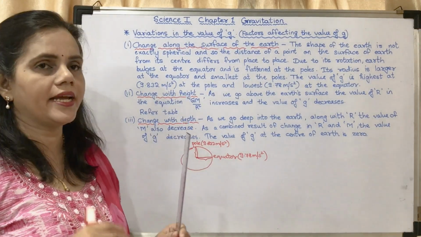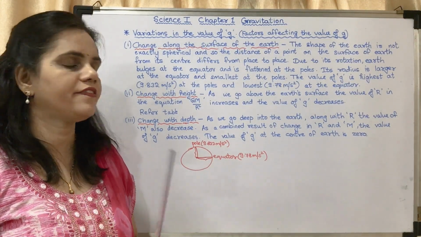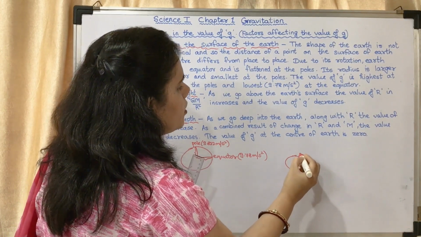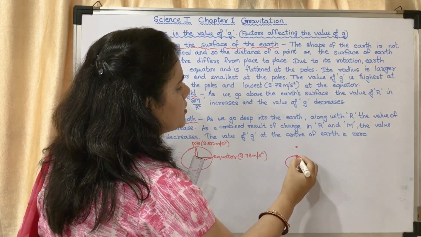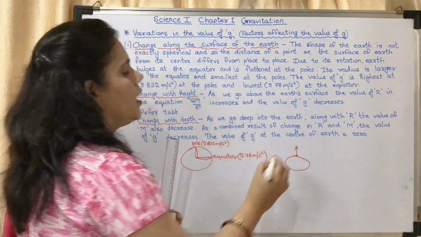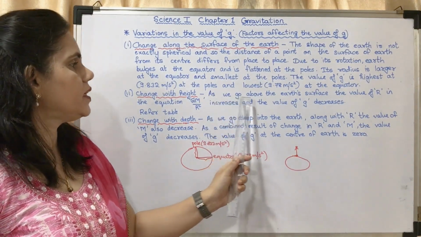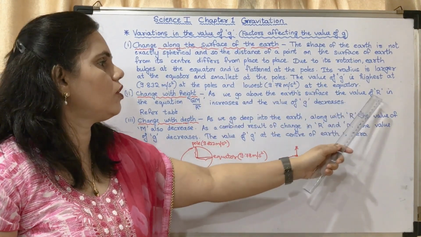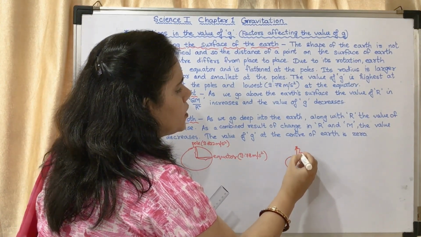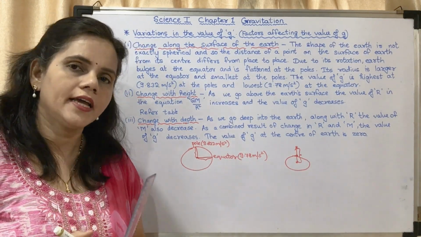Next is change with height. That means as the object goes higher and higher from the surface of the earth. If this is the earth and the object is here somewhere, not on the surface, if you are going higher and higher, what happens to the value of g? As we go above the earth's surface, the distance will not be this much, the distance will be more, the value of r will increase.